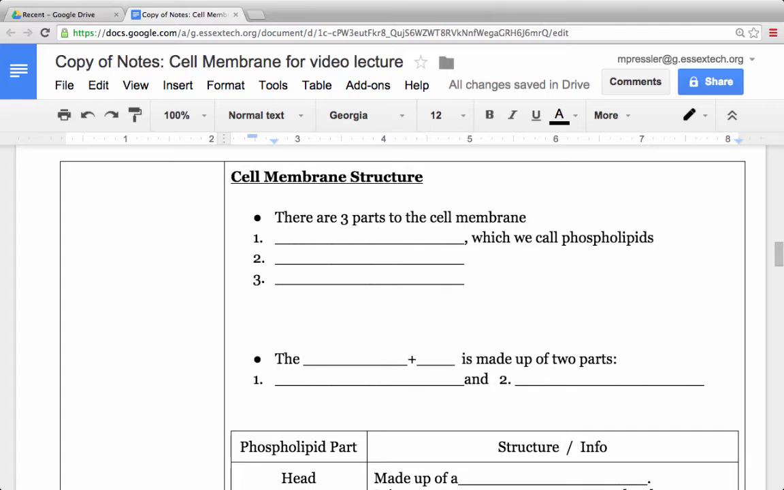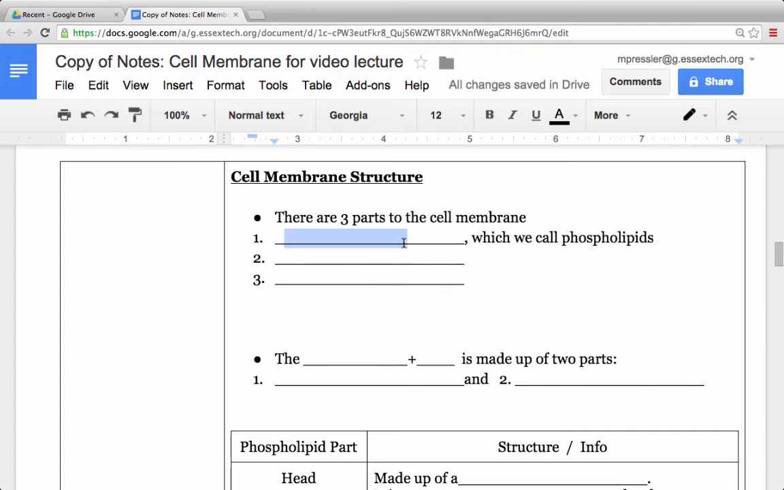Let's talk about the cell membrane structure. What makes up the cell membrane? There are three parts to the cell membrane. We have lipids, which we call phospholipids, proteins, and cholesterol, which is also a type of lipid. So there are two types of lipids, the phospholipids and the cholesterol, and there are proteins.